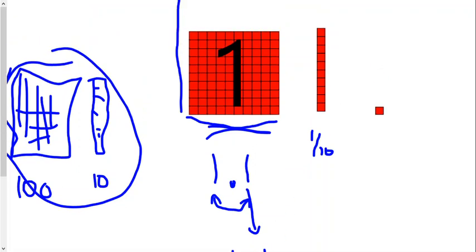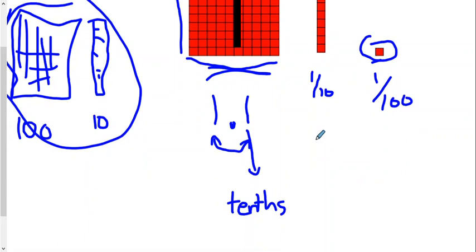Now likewise, this small red square is 1/10 as large as this long skinny red piece, which was 1/10 of one piece of paper. So this one is 1/10 of 1/10. And what we could say for 1/10 of 1/10 is 1/100th. So this is very small. It takes 100 of these small red squares to make just one large red square. It takes 10 of these 1/100th squares to make one 1/10th square.